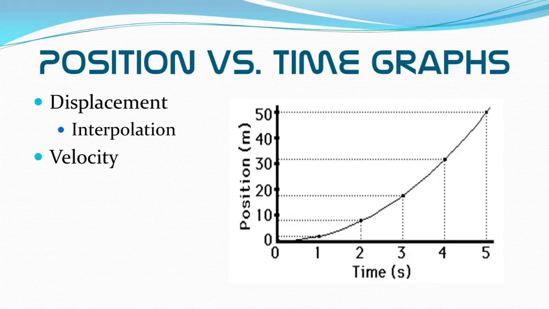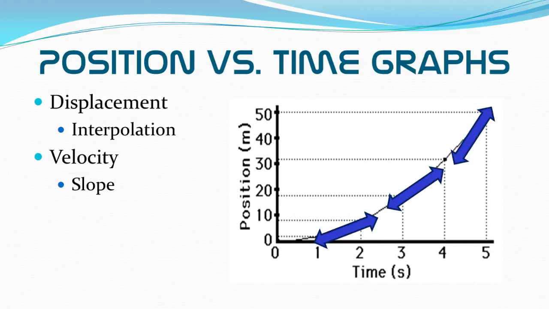If I wanted to find the velocity on a position versus time graph, I would simply look at the slope. In this case, however, we have a parabola, so it's curving exponentially. There's not a straight line. Instead, I could look at little instantaneous velocities. So I could find lines that are tangent to that curve and find each of those individual velocities. In this case, the object is speeding up because as time goes on, the slope gets steeper and steeper.